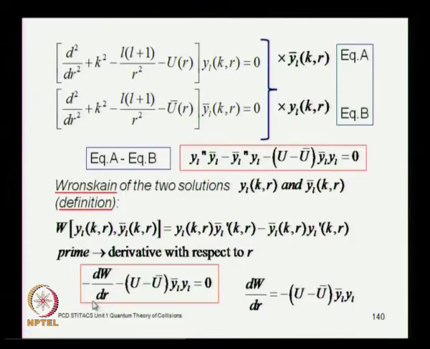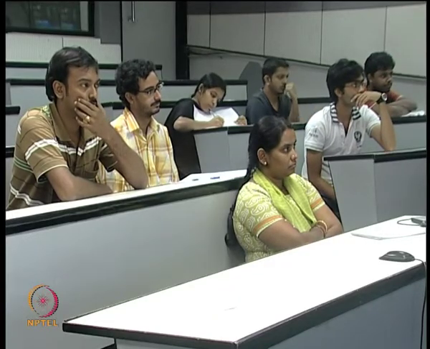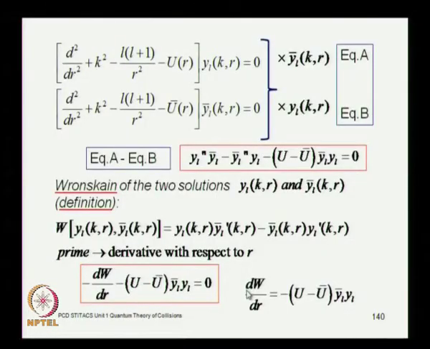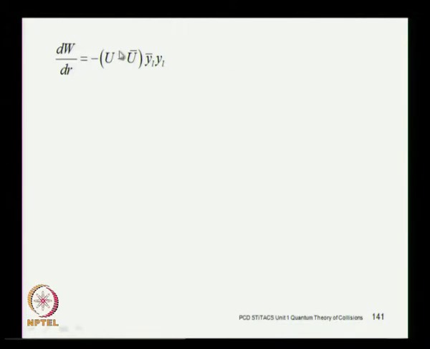So, let us write it for dW by dr, which is the derivative of the Wronskian, and you move this term to the right, take care of the signs. This is written for plus dW by dr. So, this is minus of u minus u bar. So, all the signs are taken appropriately care of. So, this is the relation that you are now working with.